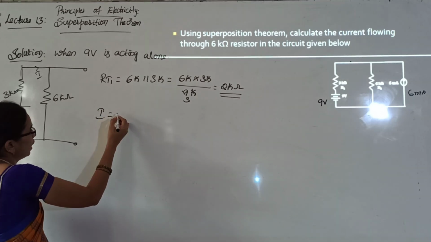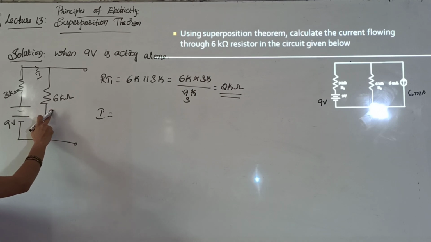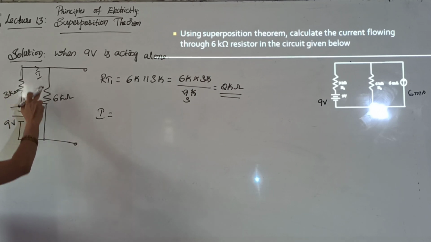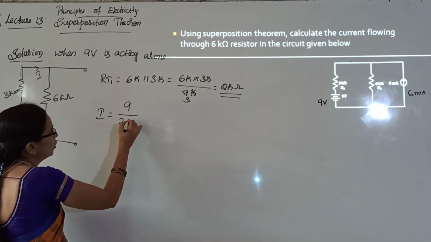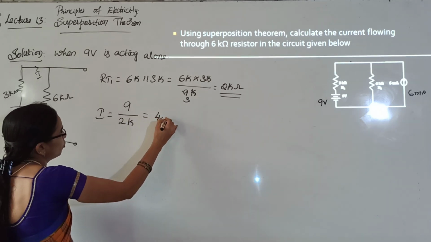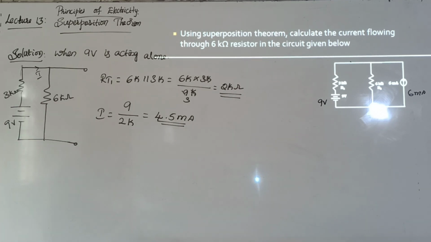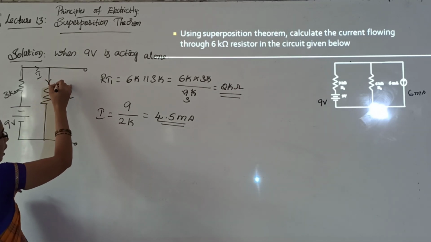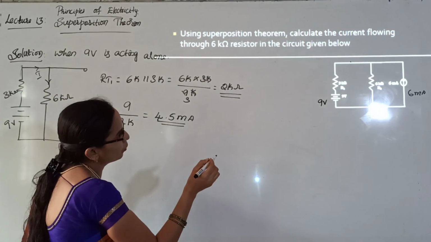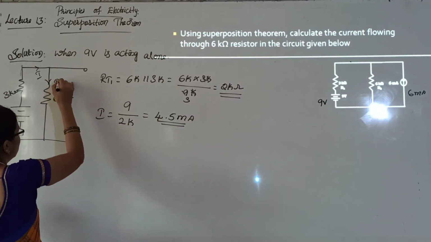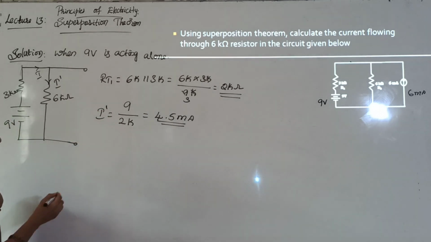and the current flowing I will be only one current flows here because it is a single loop network, through 6 kilo ohm and 3 kilo ohm only one current flows. I will be equal to 9 divided by 2 kilo, that is 4.5 milliamperes of current is flowing. Okay, I will call this as I dash is equal to 4.5 milliamperes.